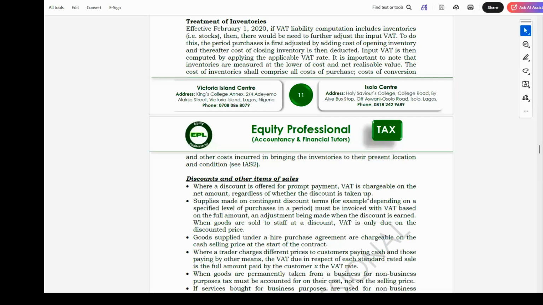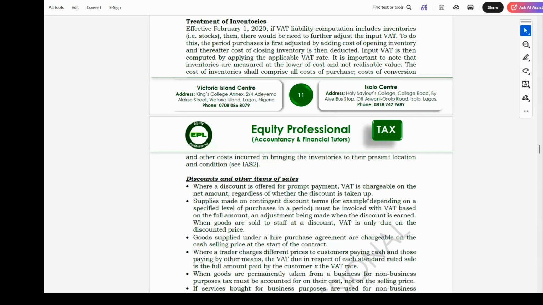Then there is also supply made on contingent discount terms. For example, depending on a specified level of purchases in a period, supplies must be invoiced with VAT based on the full amount, and an adjustment may be made when the discount is earned. So your supply will be made on contingent discount terms, depending on the specified level of purchases in a period. That is, when you purchase, you have been told, okay, this item we are selling for 100 naira.